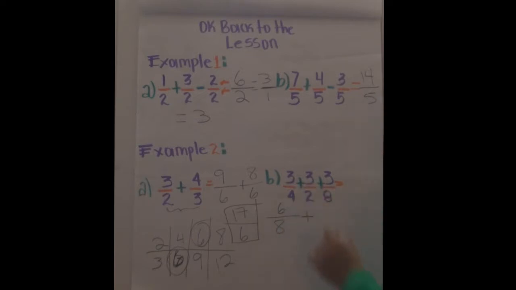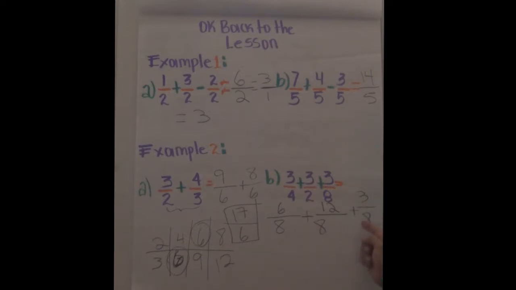Plus. How do I make this 2 an 8? You gotta multiply by 4. So 2 times 4 is 8. And then 3 times 4 is 12. So far so good. And now guess what? I don't have to do anything to this 3 over 8 because the denominator is already 8. So plus 3 over 8.